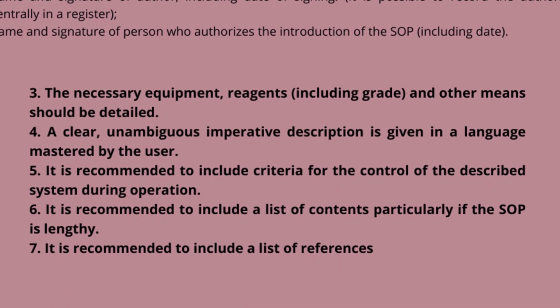Okay, let us continue with the preparation of SOP. The third one is the necessary equipment and reagents, including the grade and other means, which should be detailed. The fourth one, a clear, unambiguous, imperative description is given in a language mastered by the user. The fifth one, it is recommended to include criteria for the control of the described system during operation. It is recommended to include a list of contents, particularly if the SOP is lengthy. And the last one, but not least, it is recommended to include a list of references.